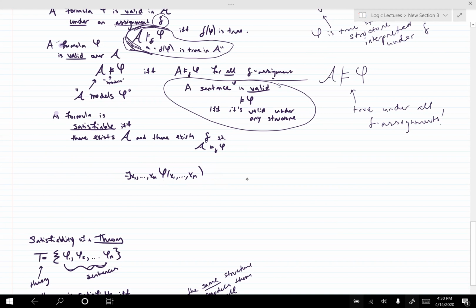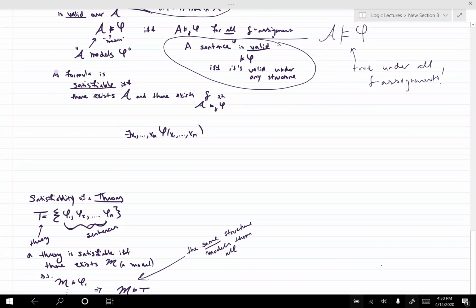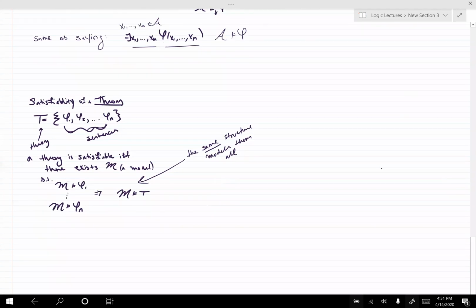And so here's an example. If I wanted to say this differently, I could say this is the same as saying there exist parameters such that when I plug them into phi, A models phi. And I should make it clear that the x1 through xn are in A. So if there exists a way to satisfy a formula, then the formula is satisfiable. We really only care right now about things that are satisfiable. We don't care about any case like this, because what good is that going to do us? And then we can talk about when theories are satisfiable.